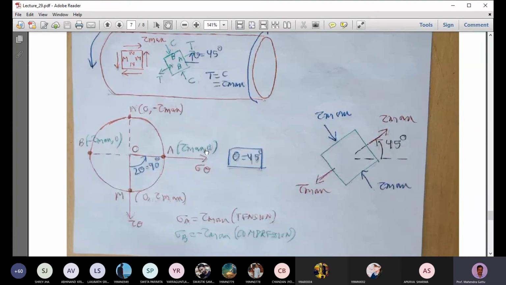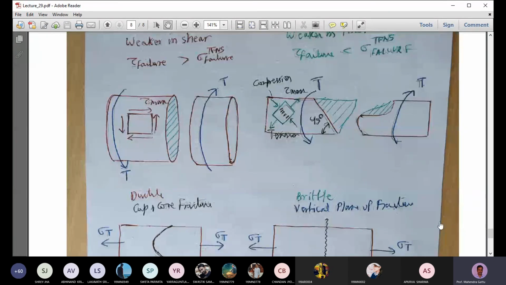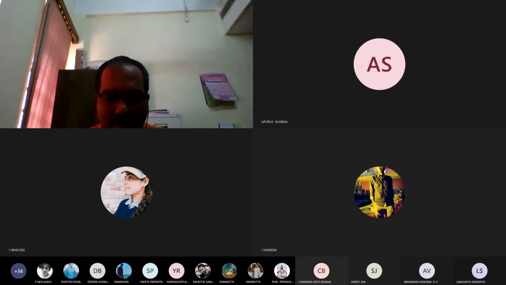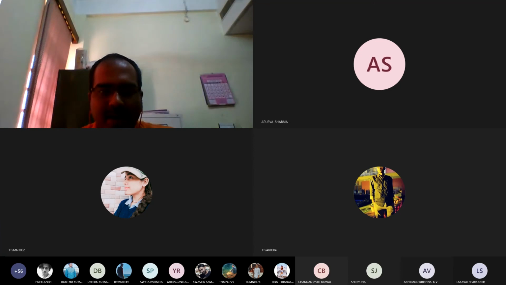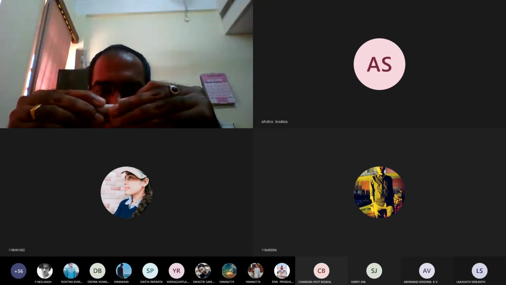And now we can look into a small experiment. I had done one experiment a little while back with a chalk piece. We have a chalk piece here, and I apply a twisting moment on the chalk.